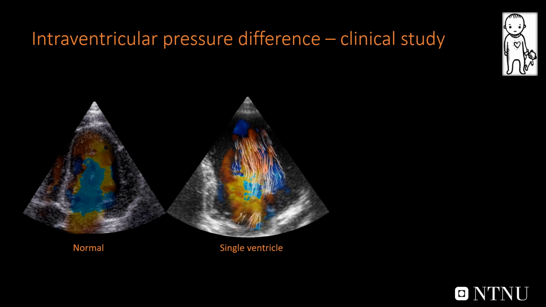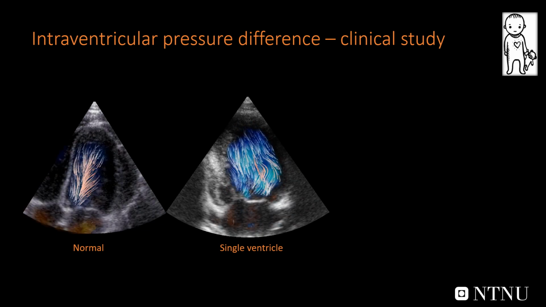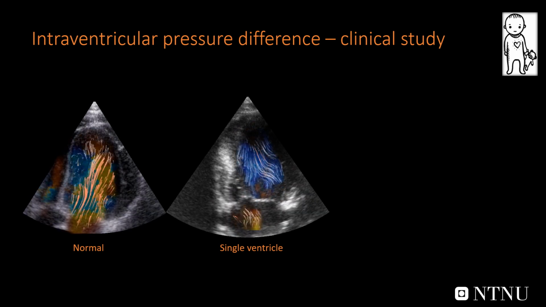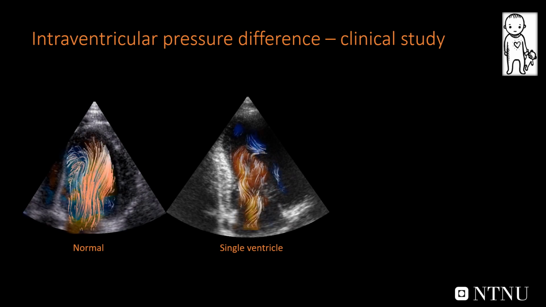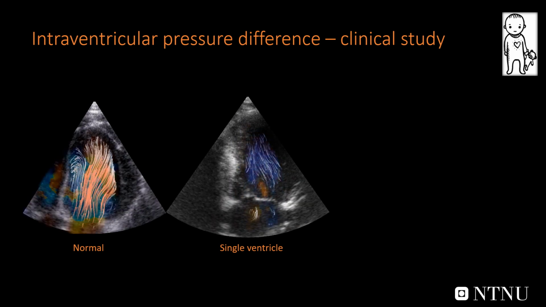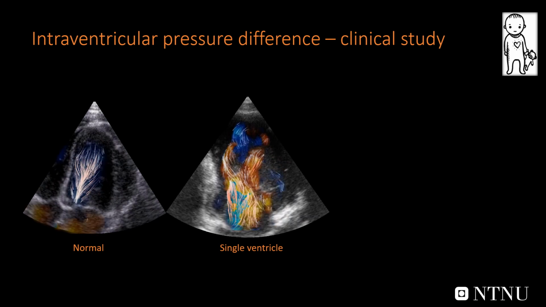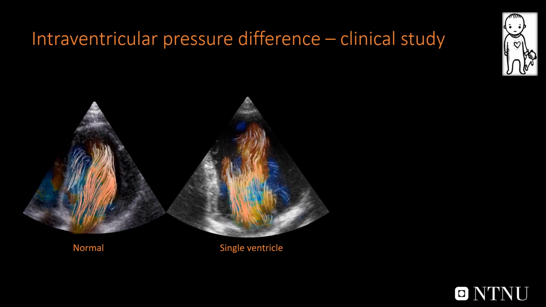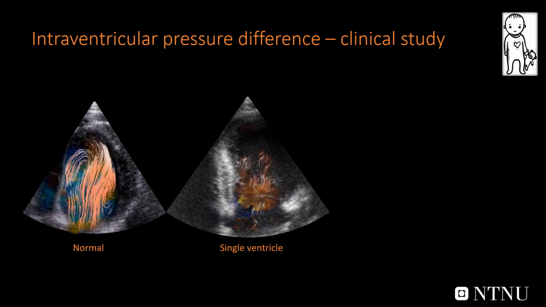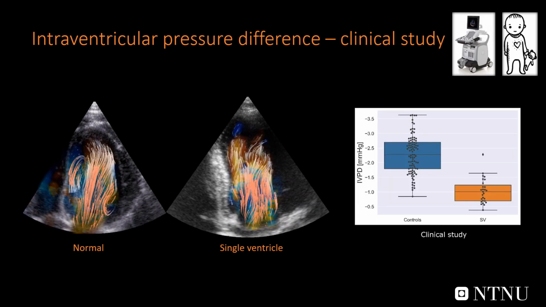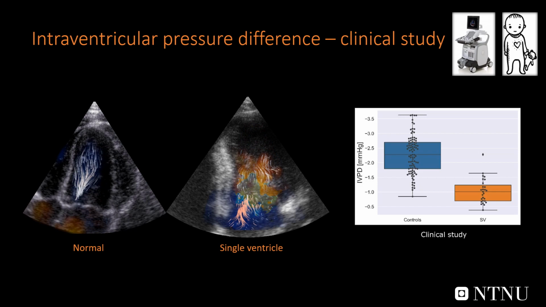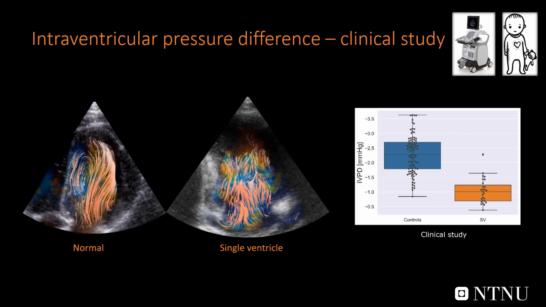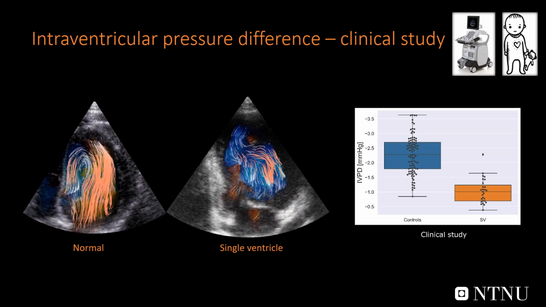So if we go forward with our single ventricle here, we have a normal heart to the left and a single ventricle to the right. And we compared pressure difference estimates from blood speckle tracking recordings of 95 controls to 27 single ventricles. And what we could see was that there was a significantly lower intraventricular pressure difference in the single ventricles. The promising results do give hope that there is a place for high frame rate vector flow imaging in cardiology.